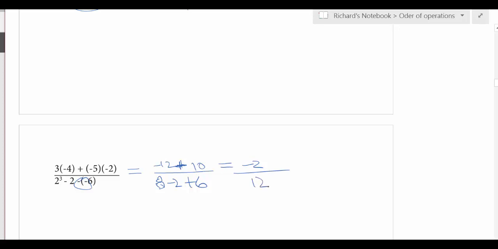All right, now we have a negative divided by a positive, so we're going to have a negative answer. And I'm going to reduce the fraction. So I'm going to say, well, this is a minus sign, and this is going to be the same as 2 times 1 over 2 times 6. 2 divided by 2 is 1. So what I'm left with is -1/6.